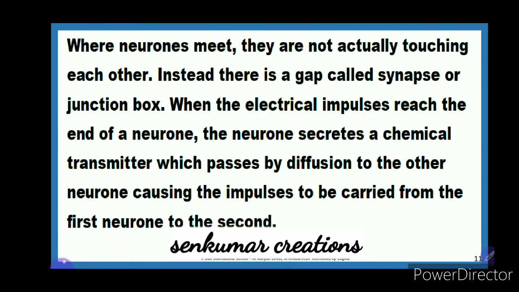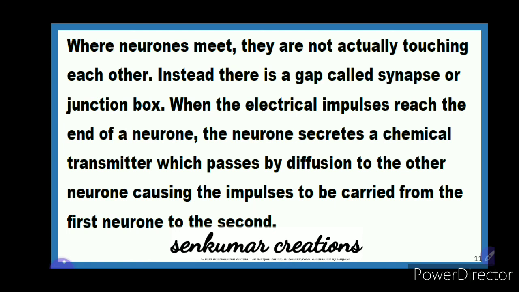Where neurons meet, they are not actually touching each other. Instead, there's a gap called a synapse or junction box. When the electrical impulse reaches the end of the neuron, it secretes a chemical transmitter which passes by diffusion to the other neuron, causing the impulse to carry from one neuron to the second. So neurons are not meeting one another exactly. Instead, there is a gap between one neuron and another neuron. That gap we call a synapse, or junction box.